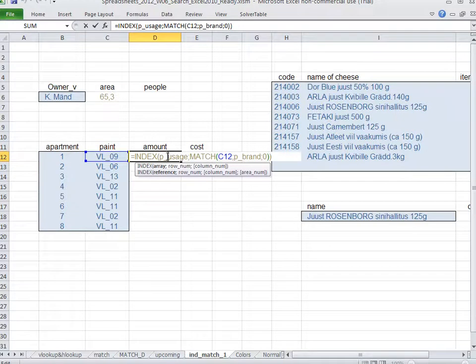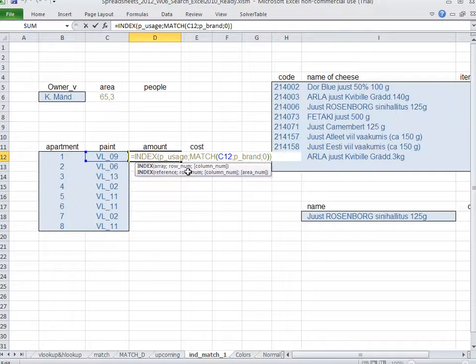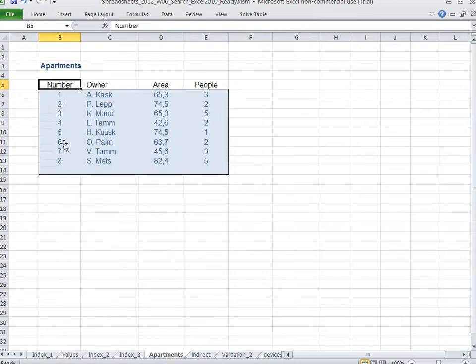So again, INDEX and MATCH is more complex than VLOOKUP, but we will just see in a second that it's better. The other thing to do now is we want to actually know the entire amount of paint used. So the first apartment has the area of 65,3 square meters, and we want to know the entire amount of paint used.